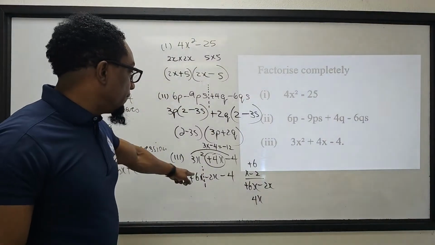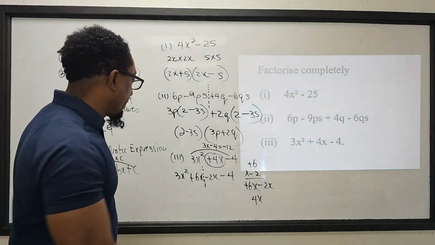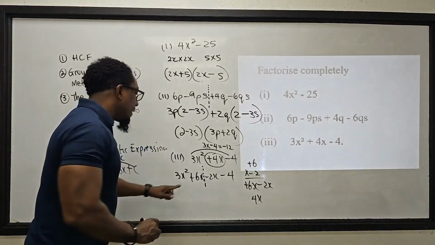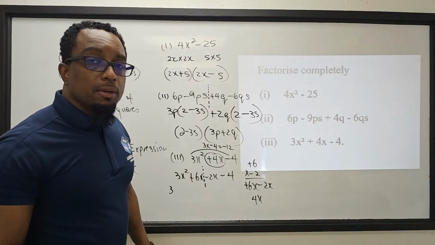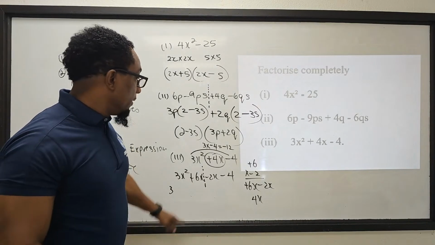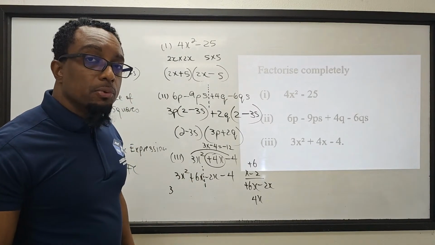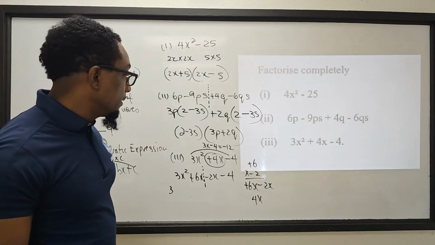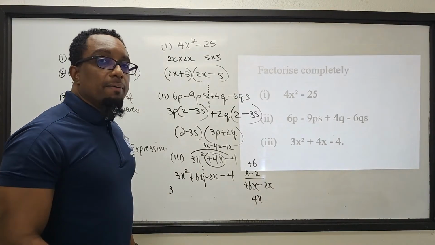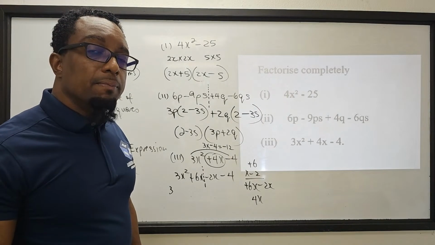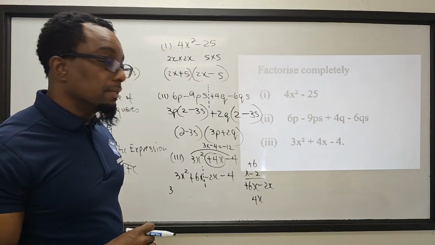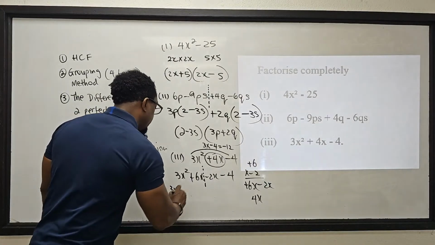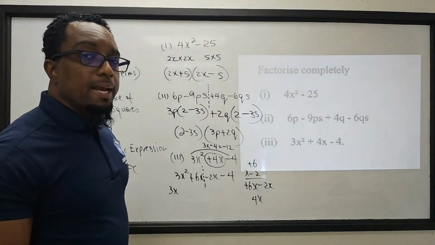What is common to the first pair? Clearly 3. And x is also common. You have x squared and you have x. When you take out x with the lower power, this is x to the power of 1. So when you're using the highest common factor method, if you see you have variables common, you take out the variable with the lower power. That will be a part of your highest common factor. So I'm going to take out x to the power of 1. So 3x becomes my highest common factor.